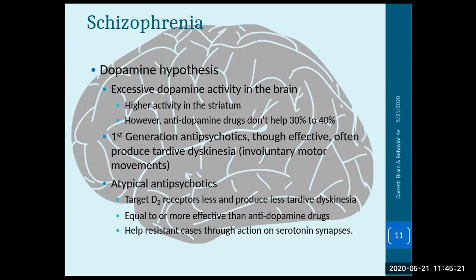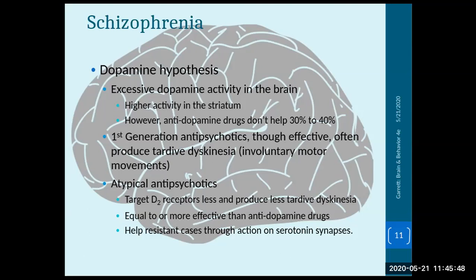These specific antipsychotics target just the D2 receptors, and they target them less than the original ones, so we see fewer side effects. This seems to be equal to or more effective than regular generic antidopaminergic drugs, and sometimes they can help resistant cases through action on serotonin. Remember that serotonin is the ringleader.